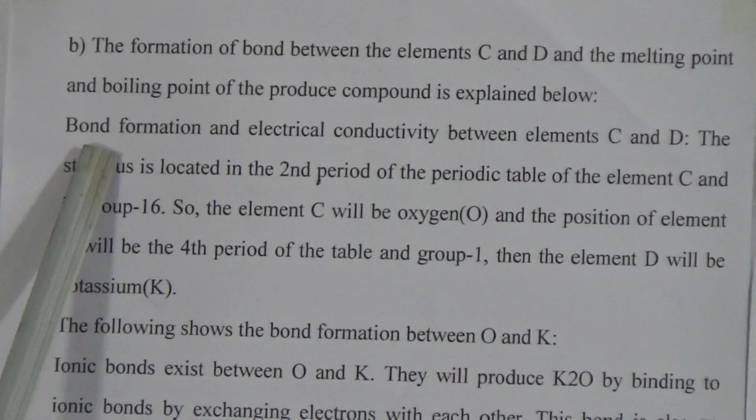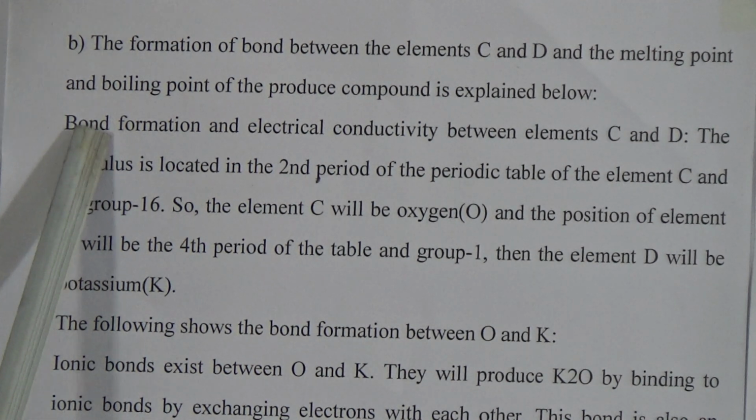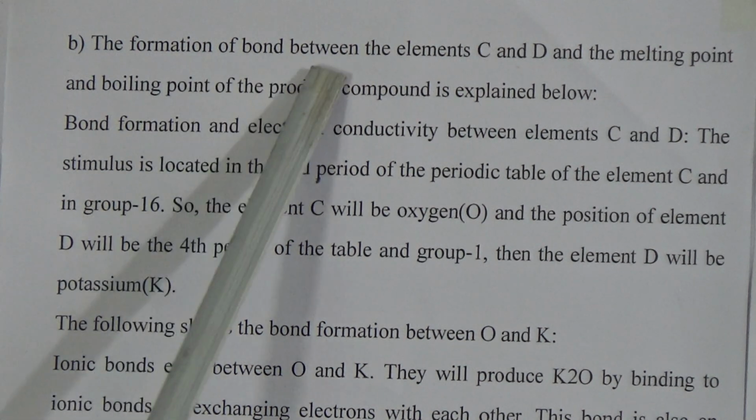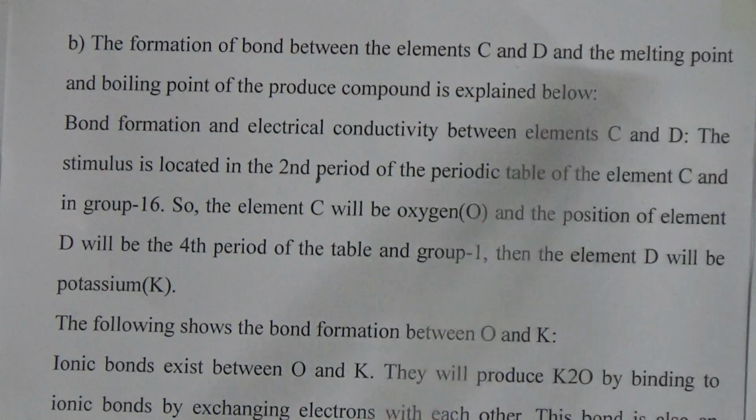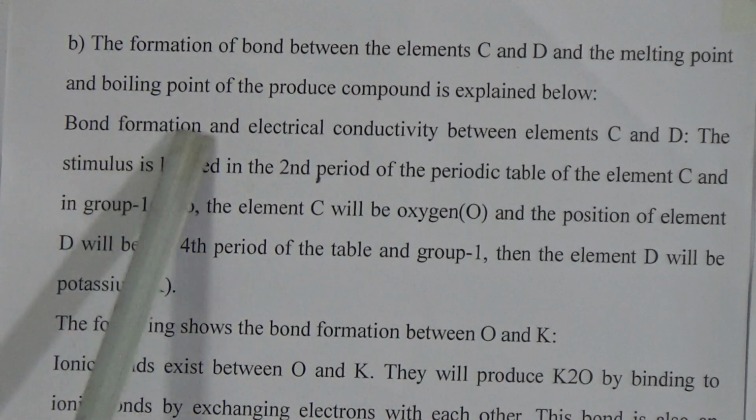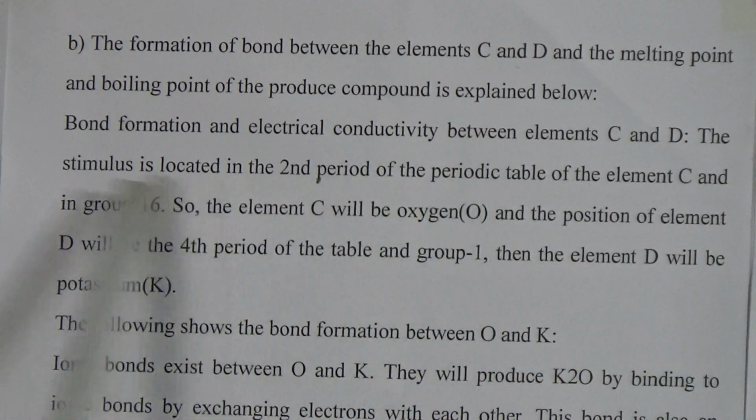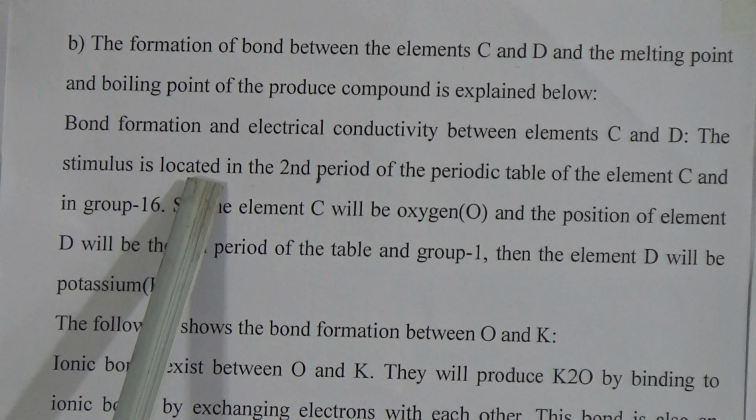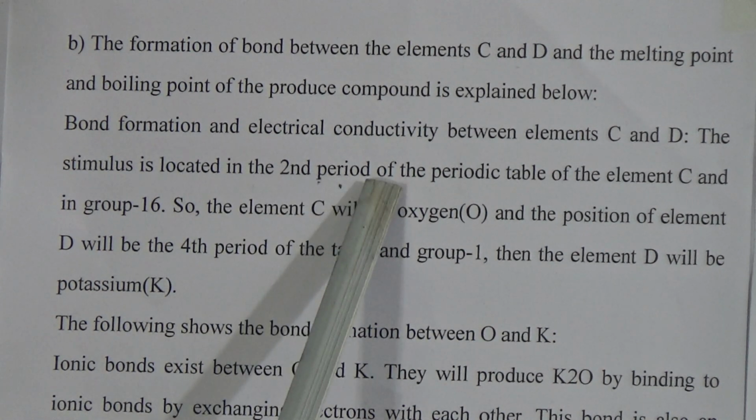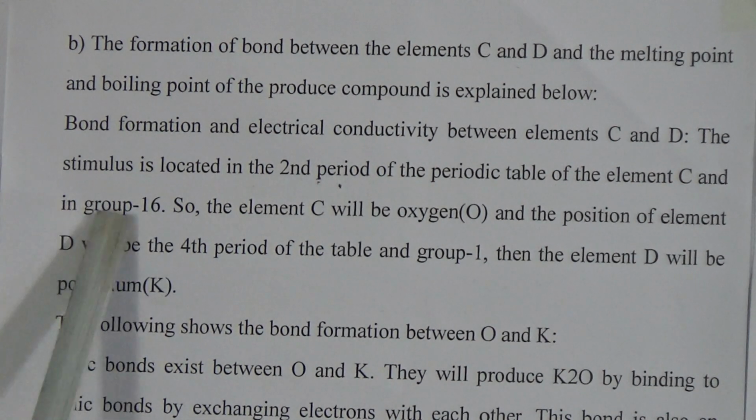The next question was, explain the formation of bond between C and D and the melting and boiling point of the produced compound. The formation of bond between the elements C and D and the melting point and boiling point of the produced compound are explained below. The bond formation and the electrical conductivity between elements C and D.